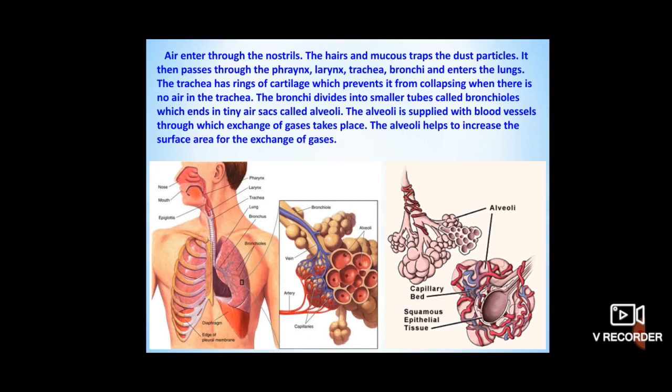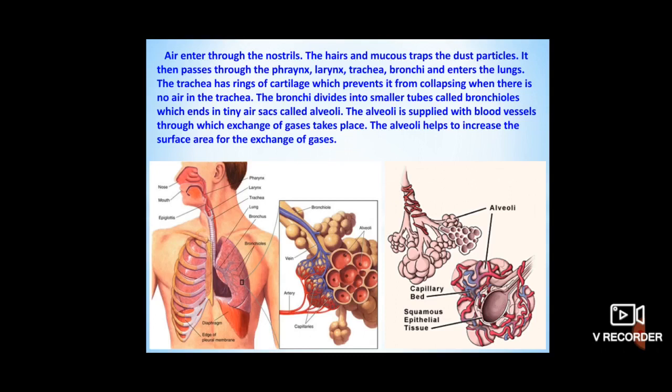The pharynx and larynx play a major role in the passage of food particles into our body, and the larynx is also very helpful as the voice box. In the trachea, we observe ring-like structures, and because of these ring-like structures only, collapsing and compression do not take place in the trachea when the air is absent. Then the bronchi divide into smaller tubes called bronchioles, which end with the air sacs, which we call alveoli.